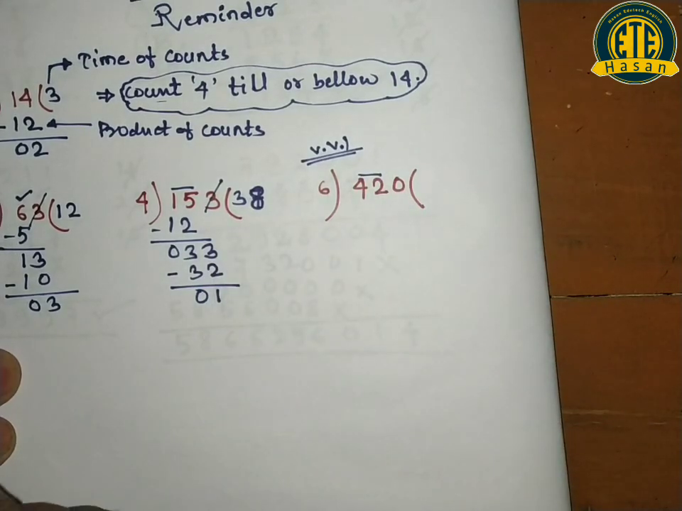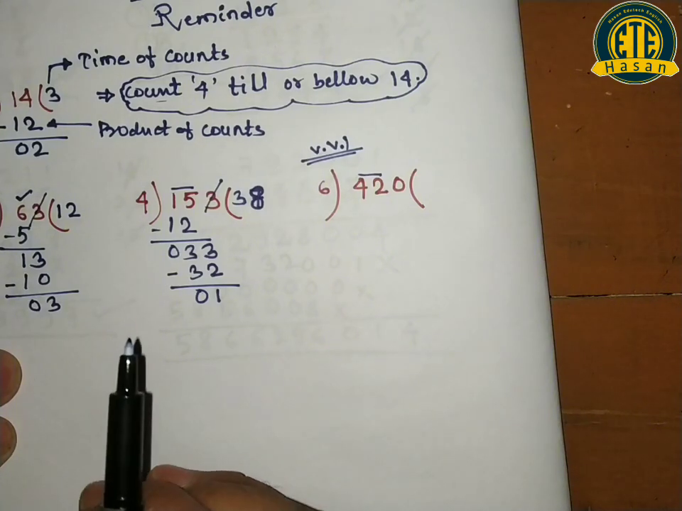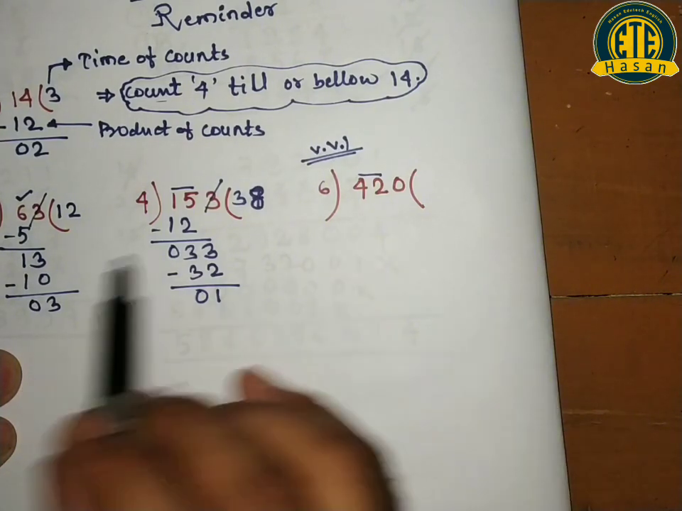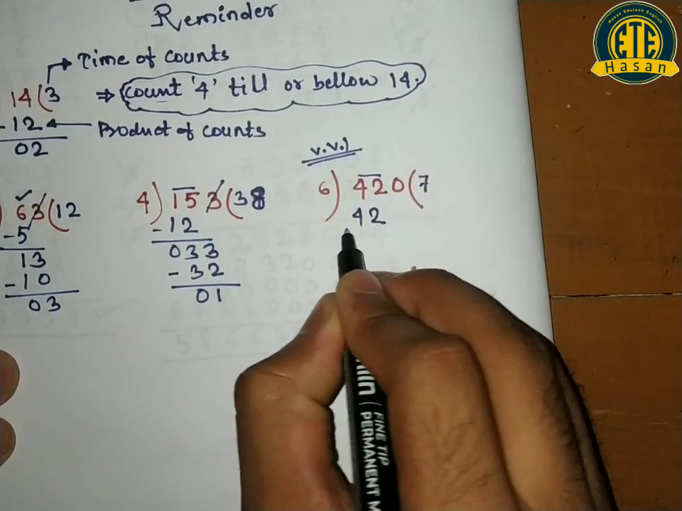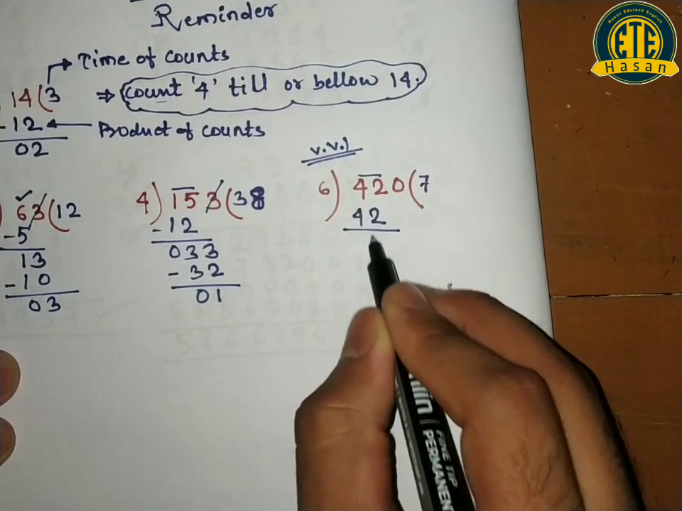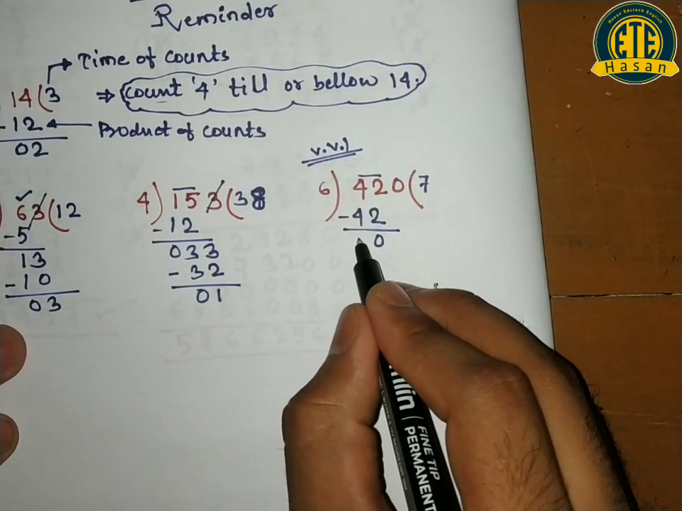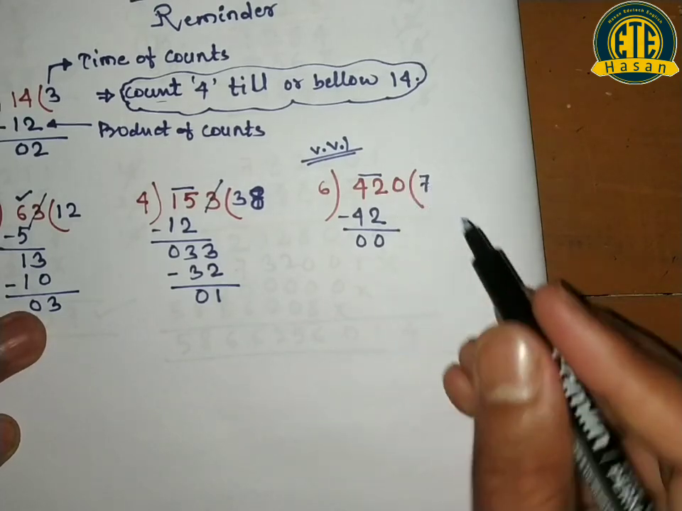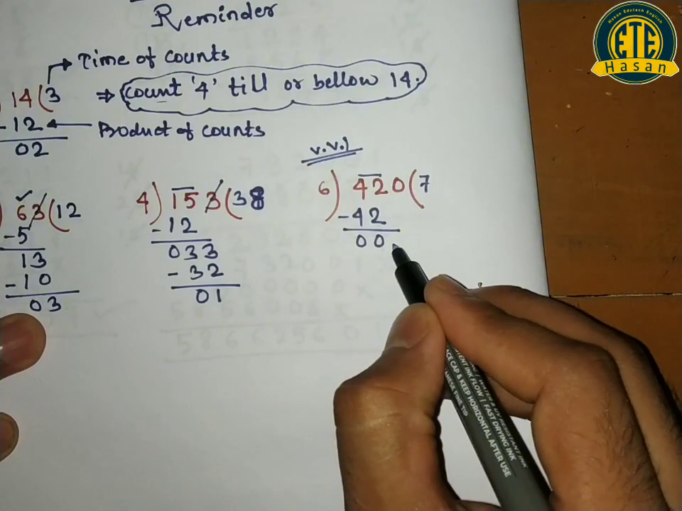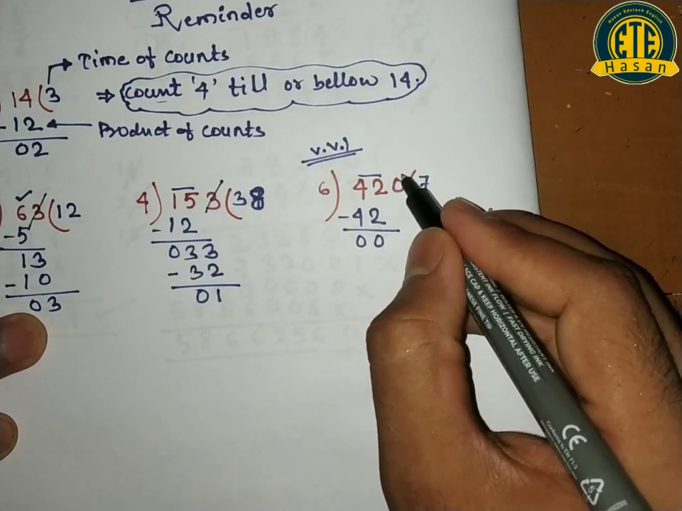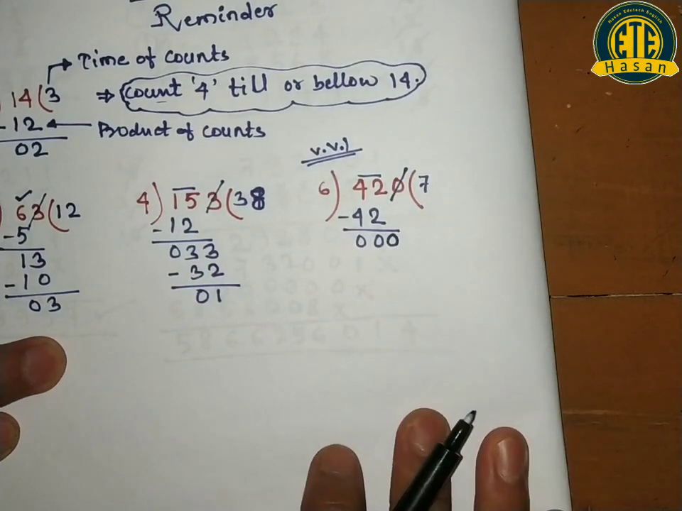The number is 42. 6 ones are 6, 6 twos are 12, 6 threes are 18, 6 fours are 24, 6 fives are 30, 6 sixes are 36, 6 sevens are 42. Here is 6 sevens are 42. Now subtract it. 2 minus 2 is 0. 4 minus 4 is 0. Now what I will do, after subtracting we have to note down from the dividend. Here the dividend is 0. Here I have written 0.